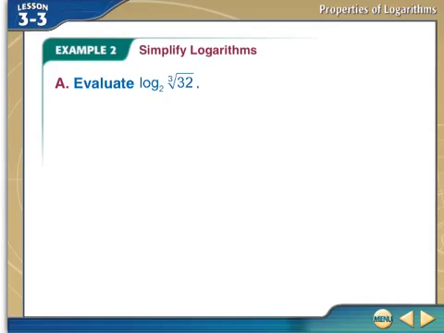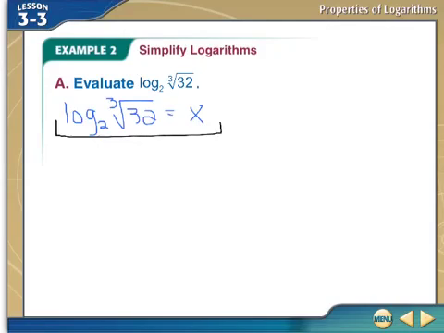Now, in Example 2, we're asked to evaluate log base 2 of the cube root of 32. Now, what we want to know is what log base 2 of the cube root of 32 is equal to. That's unknown. So I'm going to put a variable x for the unknown quantity. Now, we know that every logarithmic equation can be rewritten exponentially. So this equation right here can be rewritten as 2 to what power is equal to the cube root of 32.